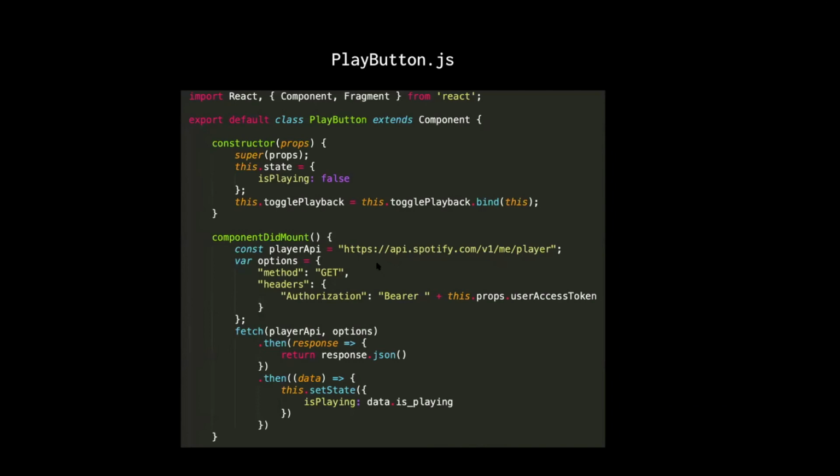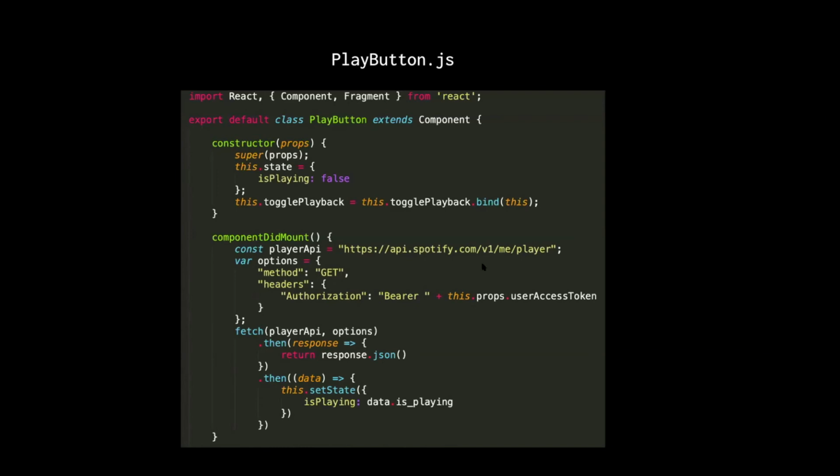Then I also added a component for the play button. And this was a little bit more complicated for me because what I wanted to do was make sure that when we show the play button to the user, we're showing either a play button in the case of audio not currently playing for the user, or we're showing a pause button if audio is already playing in the user's account.